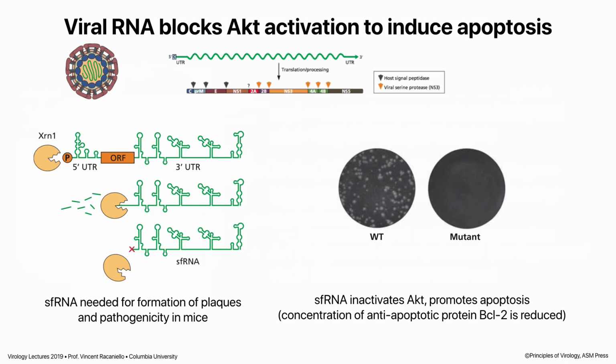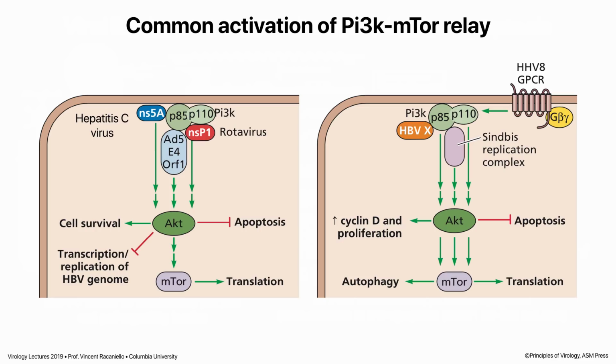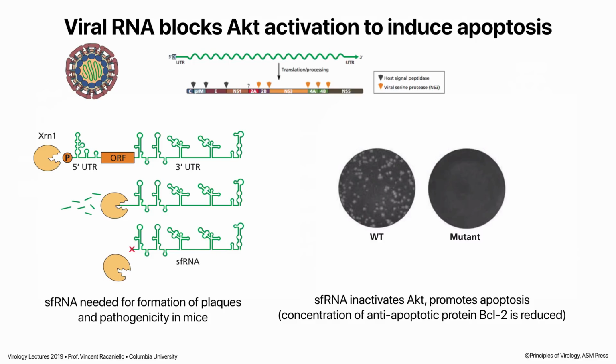And this small fragment of RNA actually inactivates AKT, which promotes apoptosis. So normally, AKT blocks apoptosis. But if AKT is gone, the cell is going to enter apoptosis. So sfRNA inactivates it, and it promotes apoptosis. It acts through an anti-apoptotic protein called BCL2, but the details aren't important. The fact is that this viral RNA causes the cell to die, which you may say sounds weird, but it probably happens at a time when virus has already been produced, and it's just a way of getting the virus out of the cells.